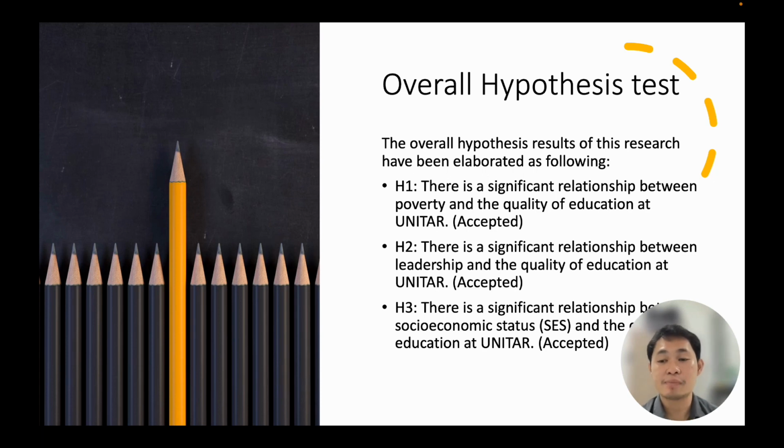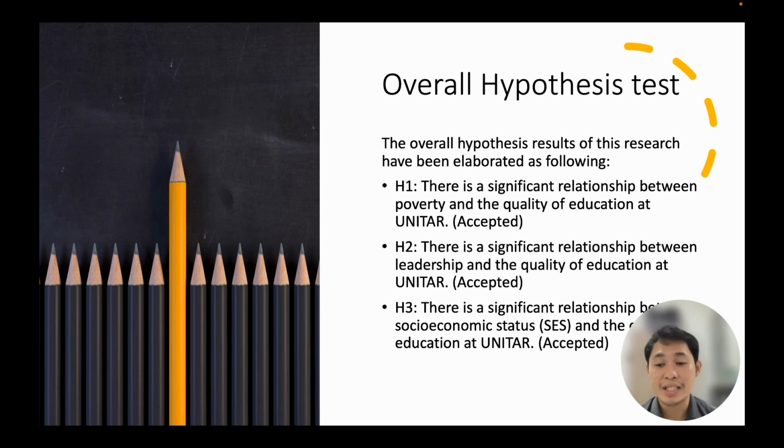The correlation analysis provided strong evidence in favor of these three theories. A significant positive relationship was found between poverty and education quality, between educational leadership and the quality of education, and also between socio-economic status and the educational quality. These results show a correlation between poverty, strong leadership, and socio-economic position with the standard of education provided by Unitar. The results support the assumption, suggesting that poverty, leadership, and socio-economic position all have a bearing on the standard of education received by Unitar students.